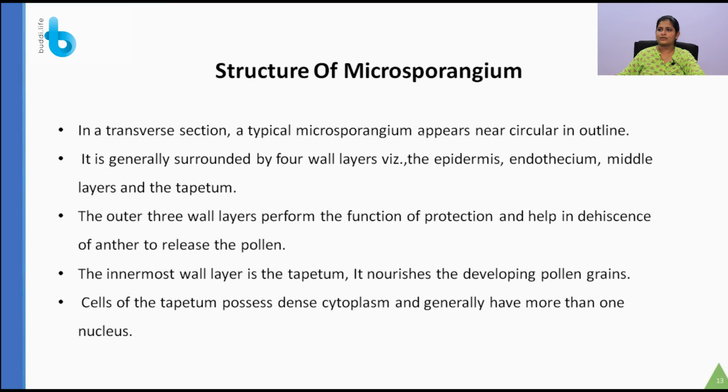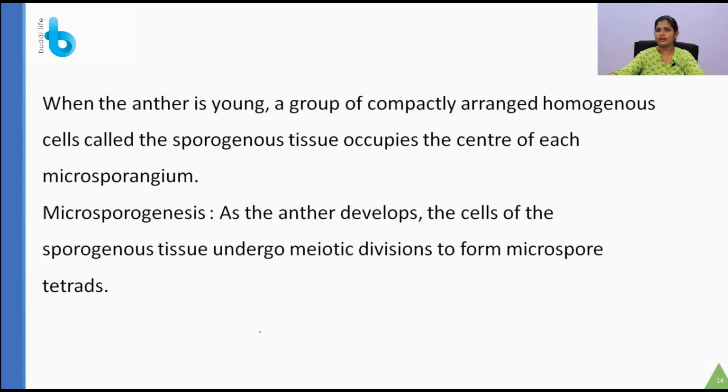A typical microsporangium, as I said, will appear circular in outline, but it is surrounded by 4 wall layers: epidermis, endothecium, middle layers and the tapetum. The outer 3 walls perform the function of protection and help in dehiscence of the anther to release the pollen. As I said, the innermost layer, the tapetum, will nourish the developing pollen grains. Cells of tapetum possess dense cytoplasm and they generally have more than one nucleus.